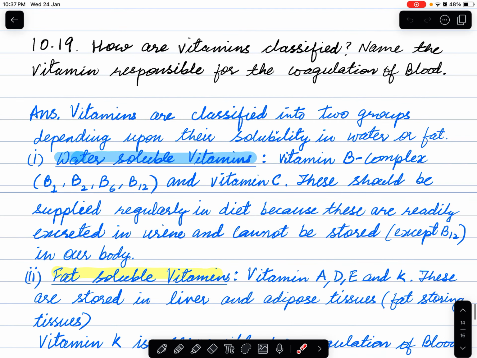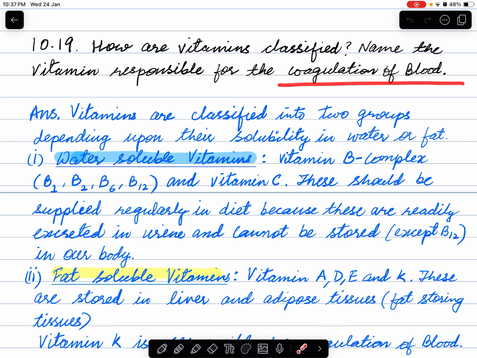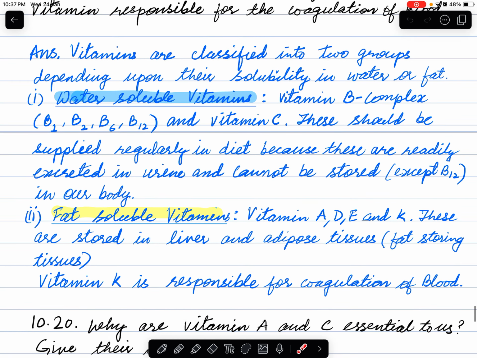Next question. How are vitamins classified? Name the vitamin responsible for coagulation of blood or clotting of blood. So first, classification of vitamins. Vitamins are classified into two groups depending upon their solubility in water or fat. So if your vitamin is soluble in water, it is called a water soluble vitamin, and such vitamins are very readily excreted in urine, and therefore they cannot be stored. Therefore we should have them regularly in our diet.